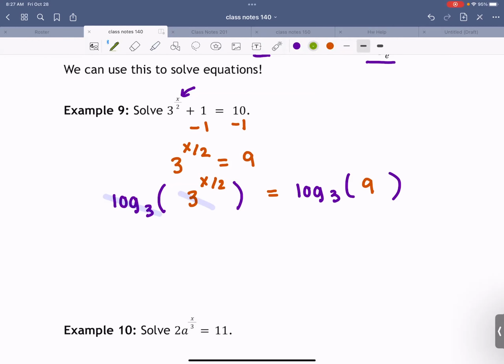Now Yaz was like, okay, I don't know what to do with the 2. This is what happens, okay? Anything in the exponent just stays the same. So this becomes x over 2. Okay? The log 3 and the 3 go away. So we're left with just the exponent on the left. And on the right, I'm not going to touch it. So we have log base 3 of 9.